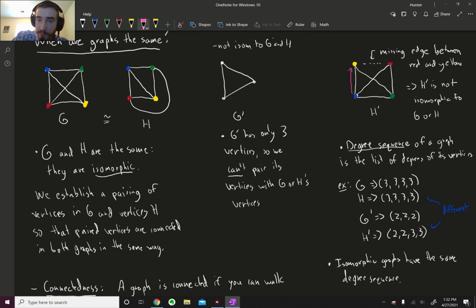For example, I can, let me erase this pink, I could walk from yellow to green, and then from green to red. So it's still connected. I can get from every vertex to every other vertex.